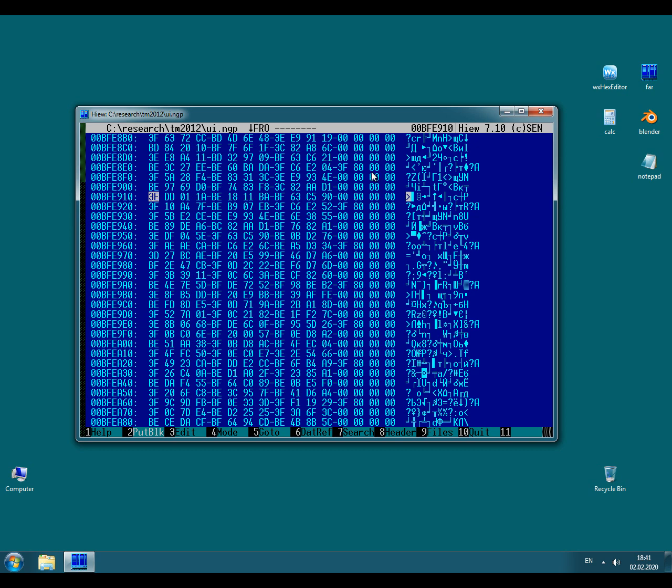So this 3F80 is 1. These are zeros. These numbers are something in between. Like 3E something is like .7 or .9, positive numbers. BE, BF are small negative numbers.